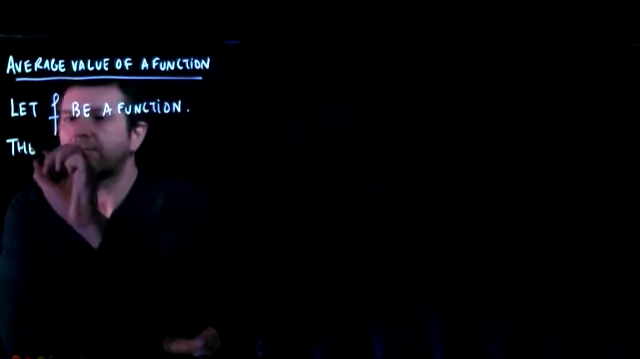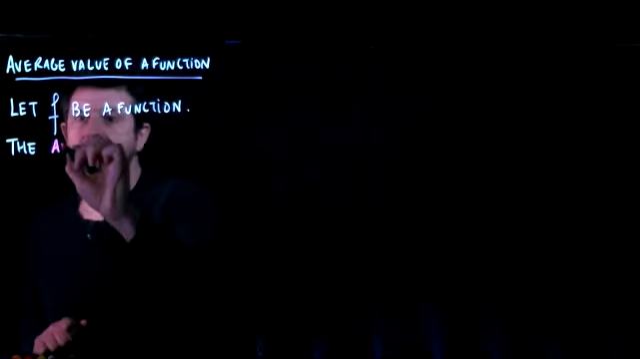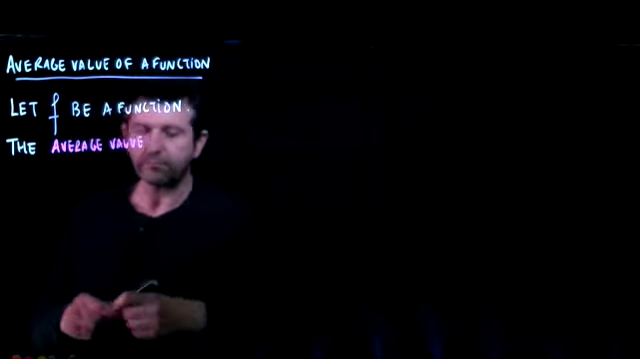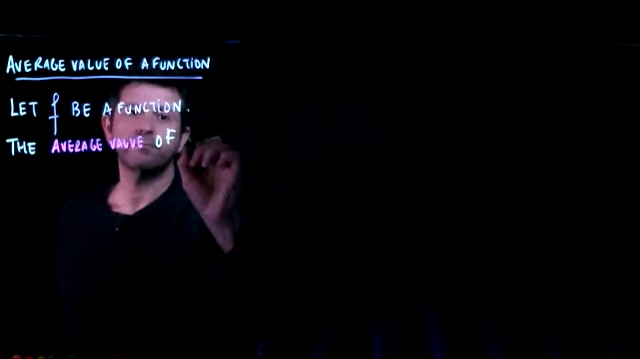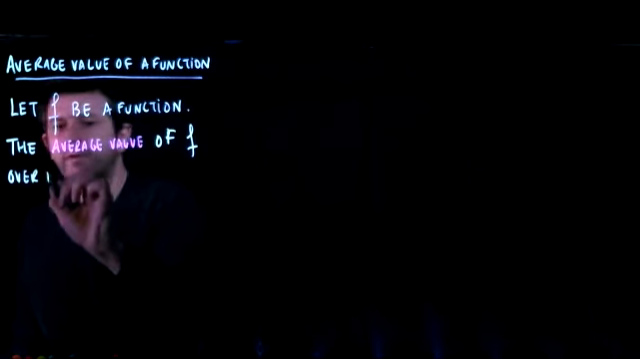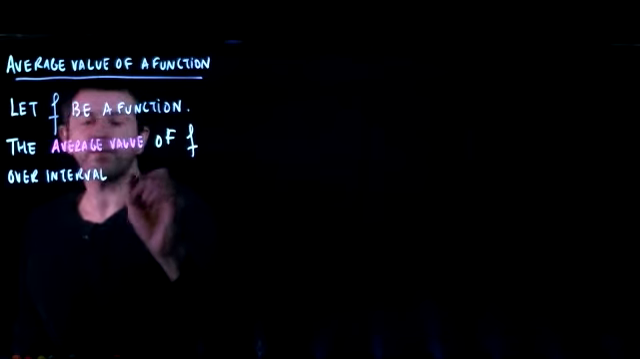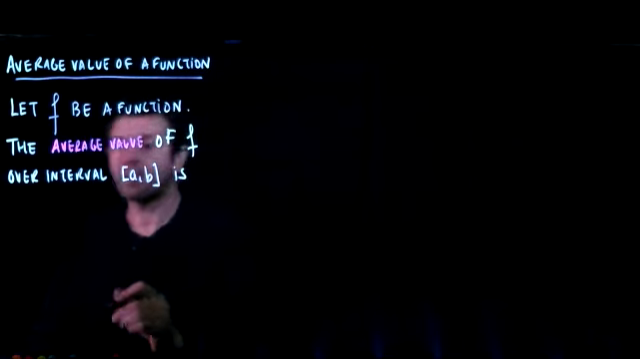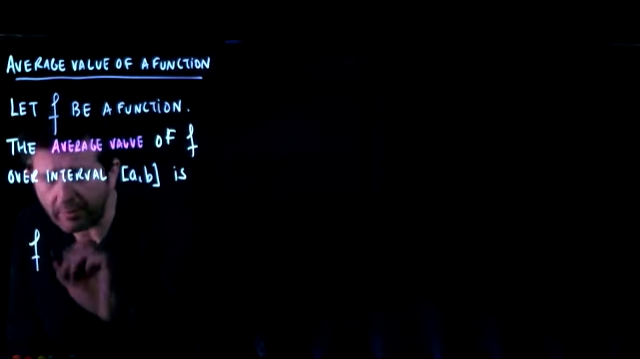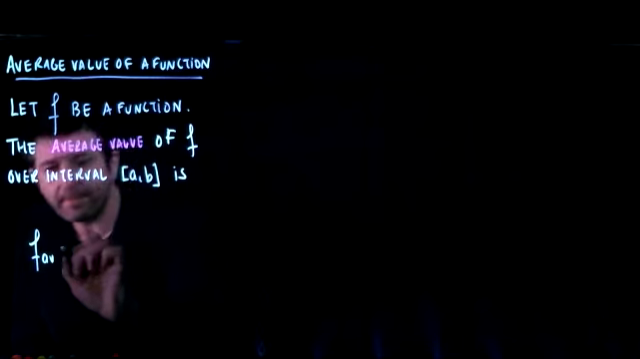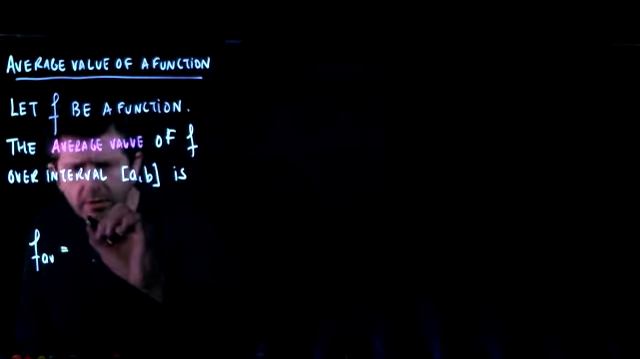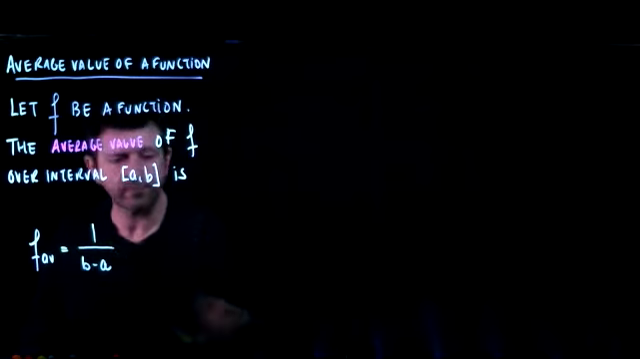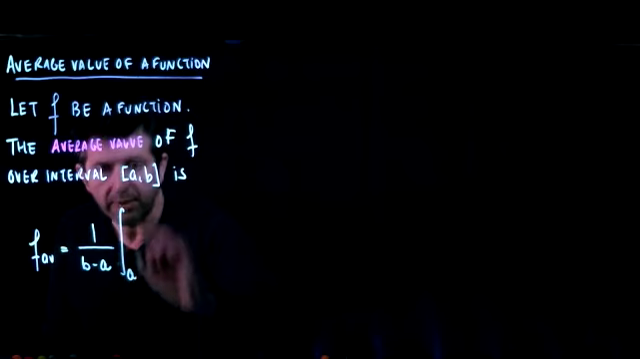Okay, so the average value of f over the interval AB is, so f, I'm going to call it f average, is equal to 1 over b minus a, which is basically the length of the interval, times the integral from a to b of that function.